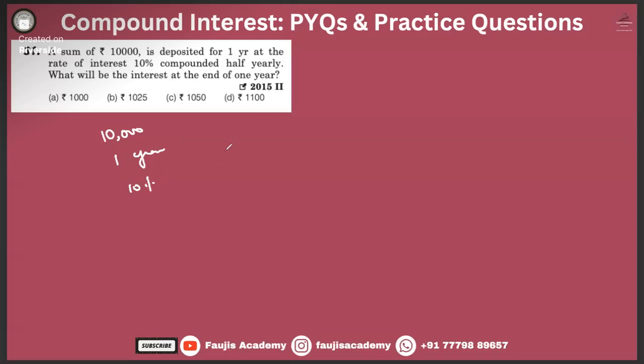Option B, sir. Option B. D you are saying? B. Okay, B you are saying. Okay, fine. Let's evaluate that. That looks like the correct one.